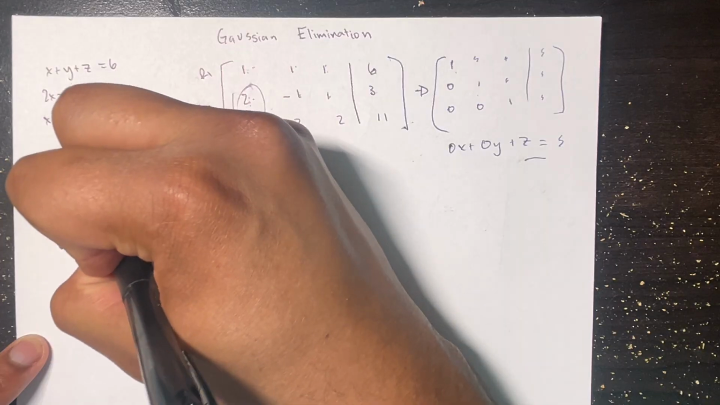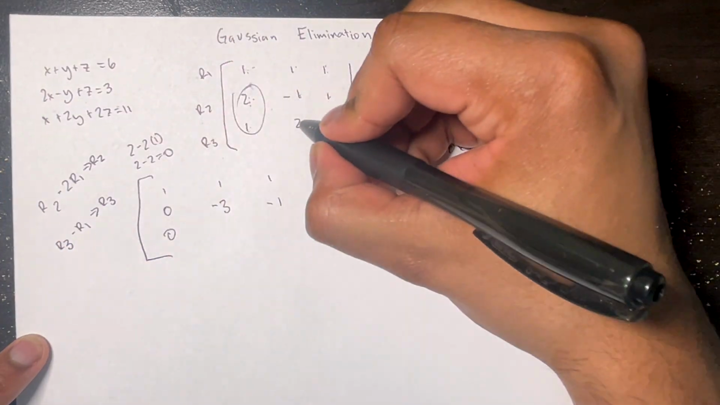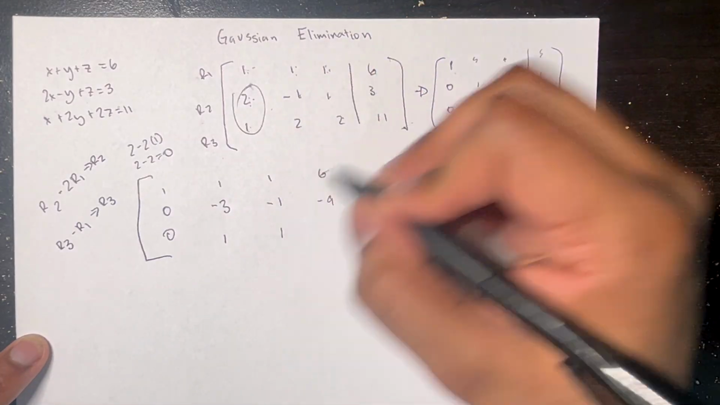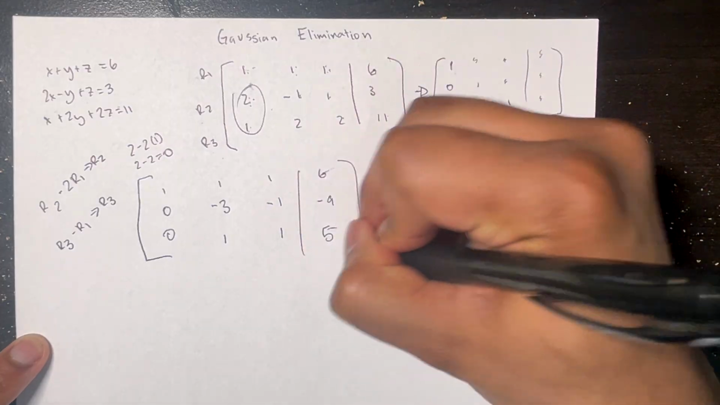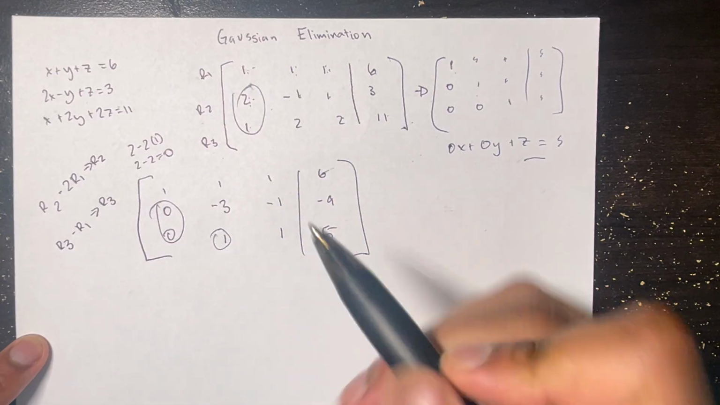And that'll become the new R3. So 1 minus 1, 0. 2 minus 1, 1. 2 minus 1, 1. 11 minus 6 would be 5. So we did our first step. We have 2 zeros right there. We just need one more 0 here.